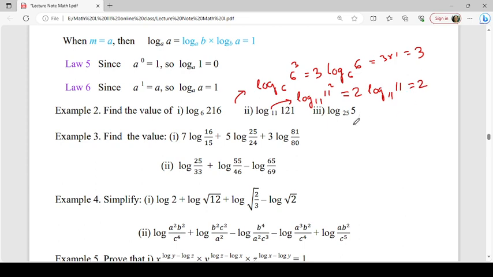This one is log of, we write the base 25, so 5 we can write as 25 to the power half, so half will come here. It is log of a to the base a, and it is half into 1. This is log of m by n, it is log m minus log n.